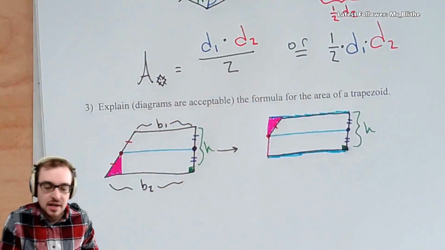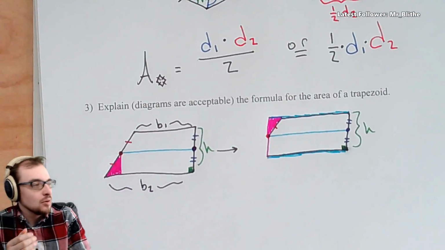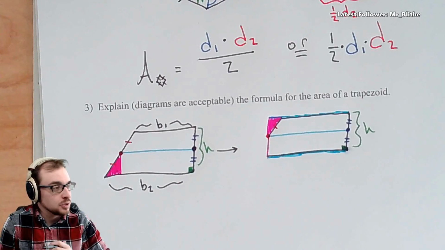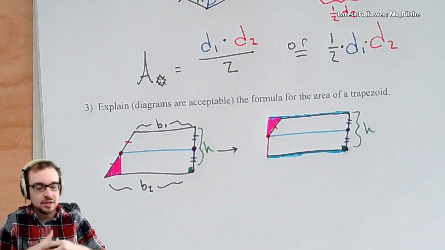So our height's the same. Our bases are what changed. And the way we did that is we found the middle, the midpoint, right? The average between two things. And when we average stuff, we divide by the number of pieces, right? We add them up and divide by the number of pieces.